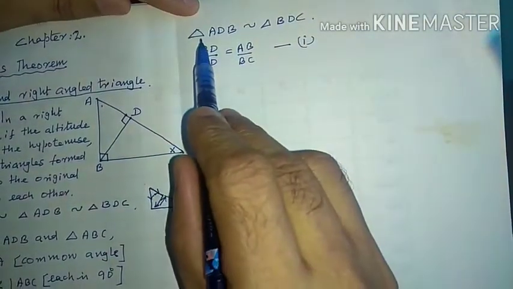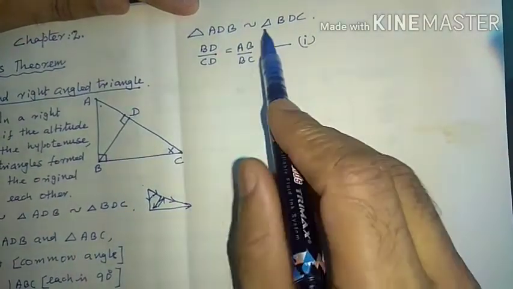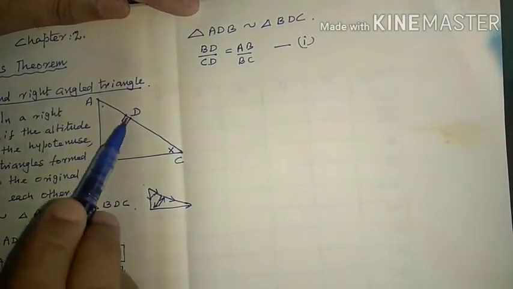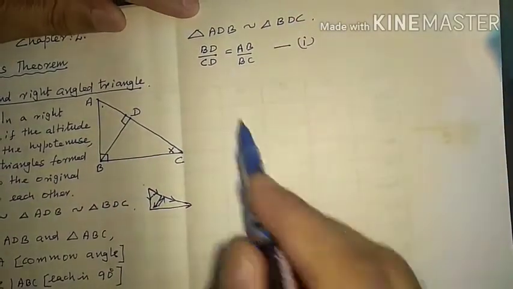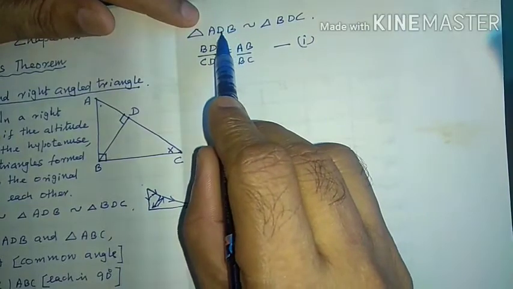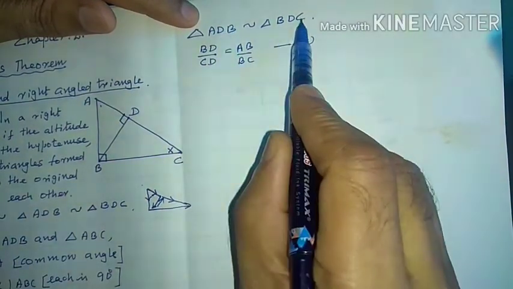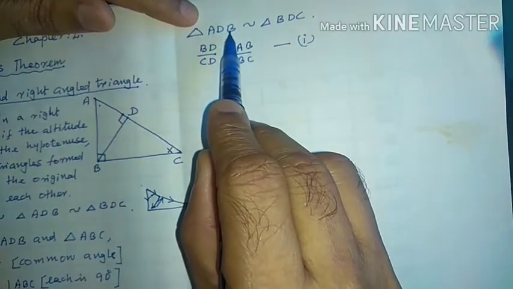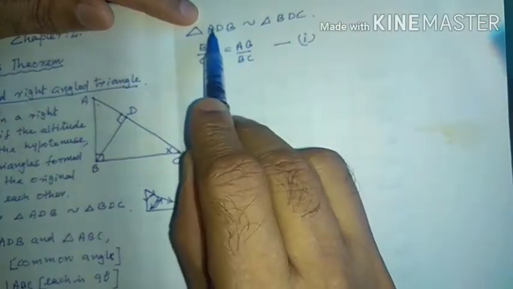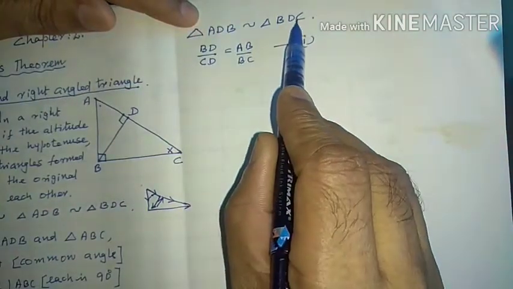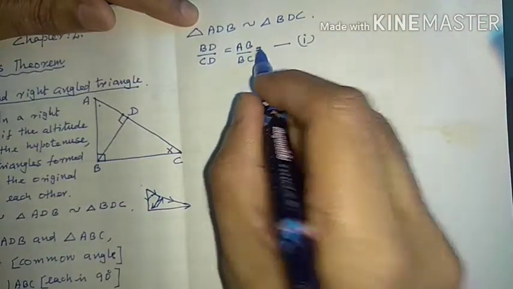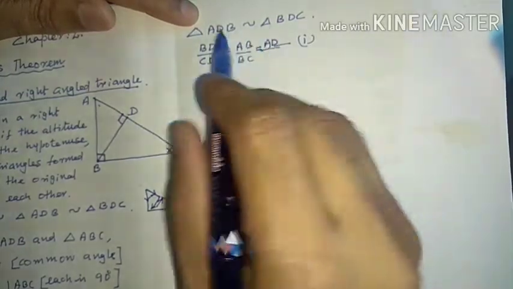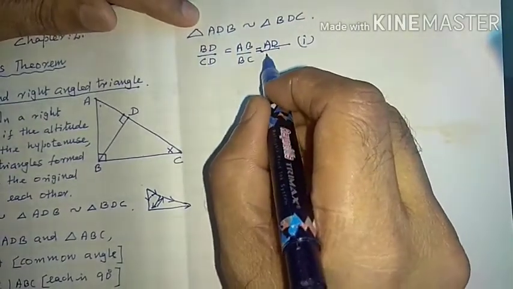That is, triangle ADB is similar to triangle BDC. For the smaller two triangles, we write here BD upon CD is equal to AB, the first and third letters contained inside here, BC. Also that is equal to AD upon BD.